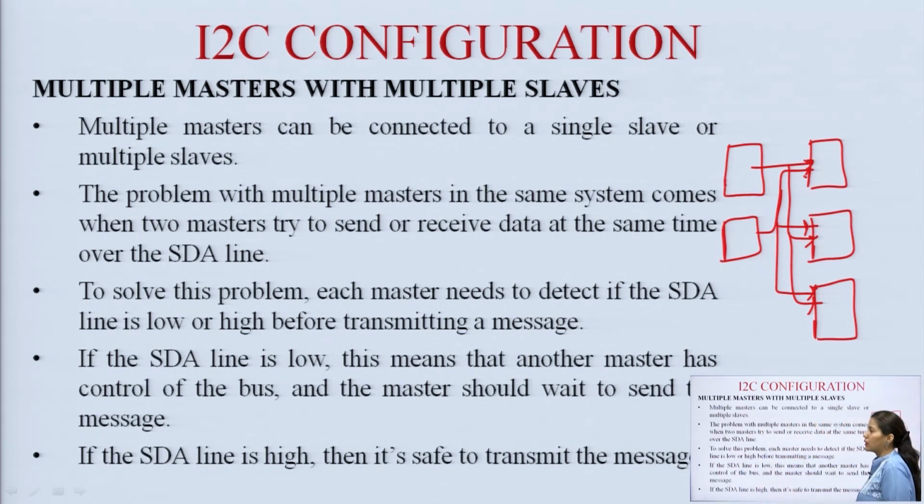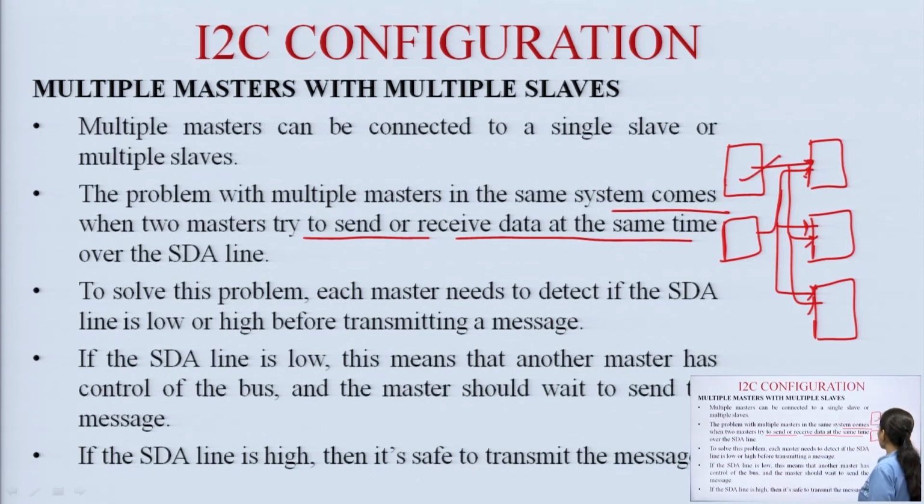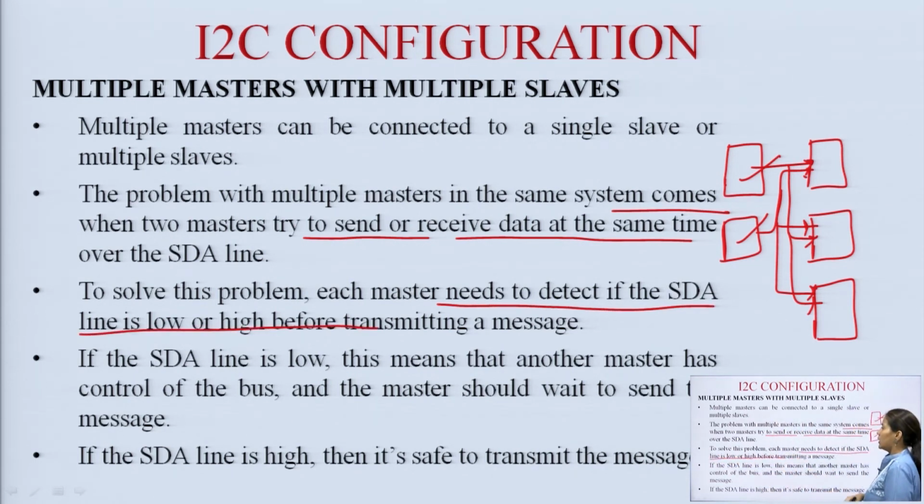The problem will occur with multiple masters in the same system when 2 masters try to send or receive data at the same time. Now, how will the problem be solved? Before sending any data, each master needs to detect if the SDA line is low or high. If the SDA line is low, this means that another master has control of the bus.